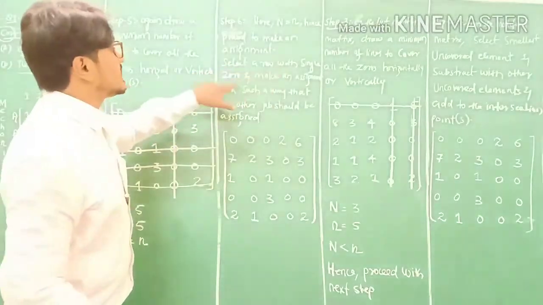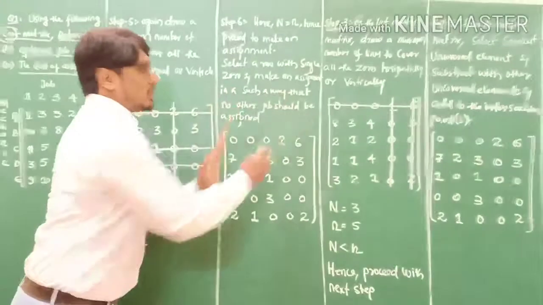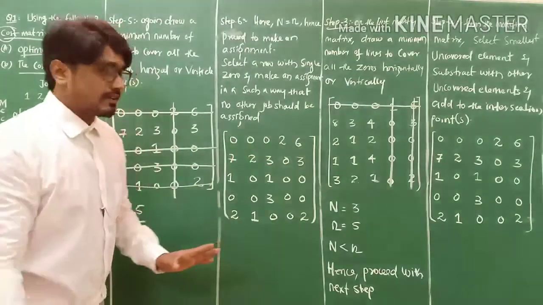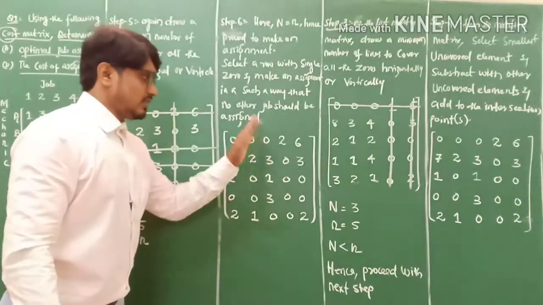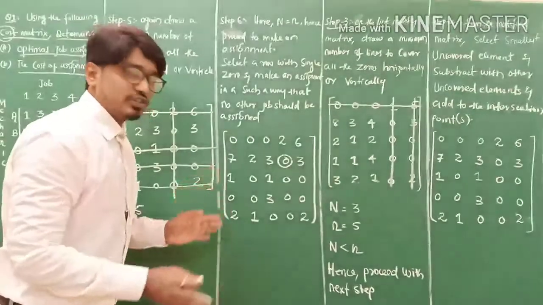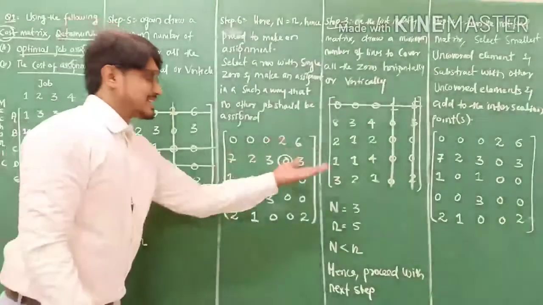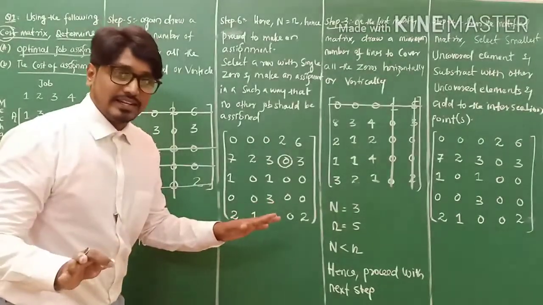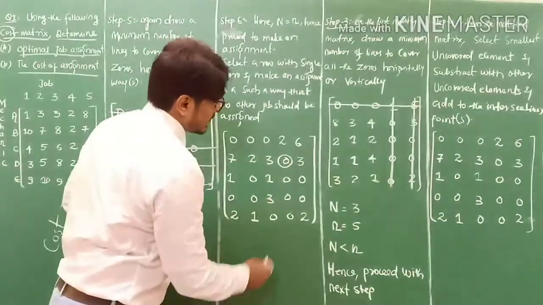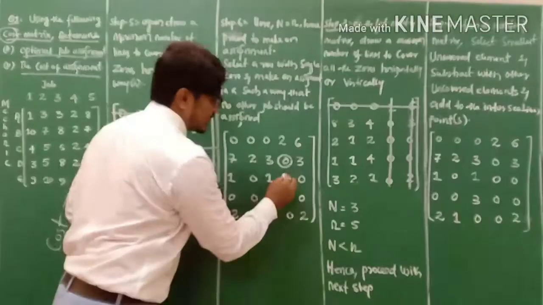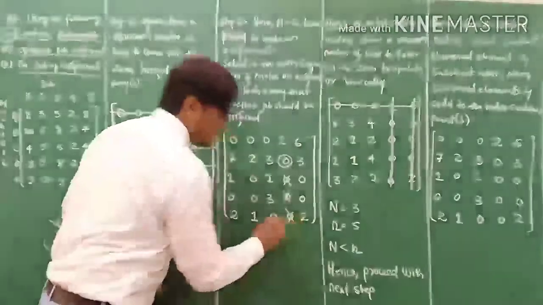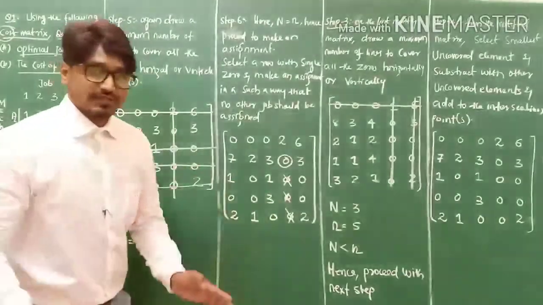Select a row with a single zero and make an assignment in such a way that no other job should be assigned. Now, I have to select a single zero. See, there is a single zero here, the 3-0, so make an assignment. No other job should be assigned. Check the right side and left side for any zero, then the upper side and lower side. Above there are 2 zeros, and below there are 3 zeros. Please cancel these 3 zeros. If you cancel these zeros, this is successfully completed.